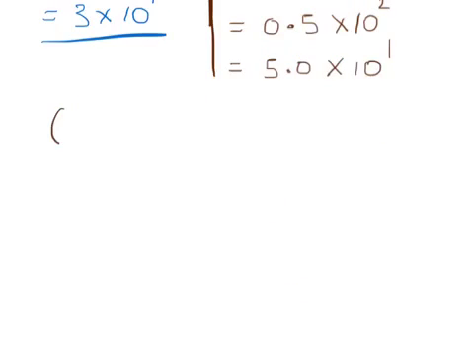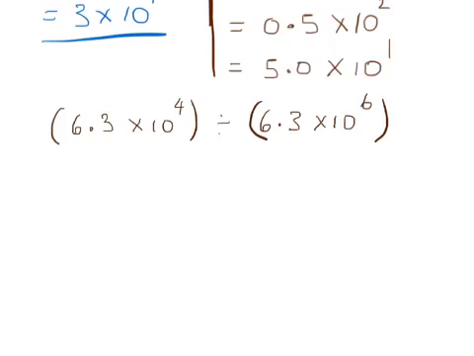Let's do one more example. So let's do 6.3 times 10 to the 4 divided by 6.3 times 10 to the 6. Same rules apply. We do the first numbers, and they're both 6.3, and we do times 10, and then we subtract the indices. 4 minus 6. Remember, 4 minus 6 is minus 2.